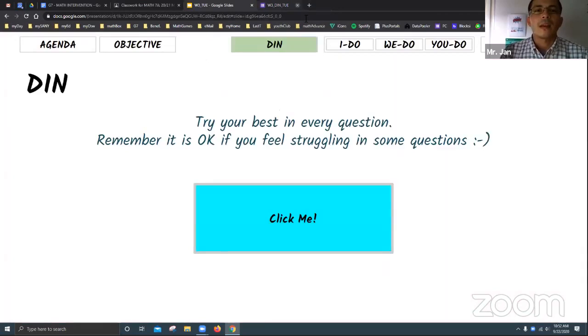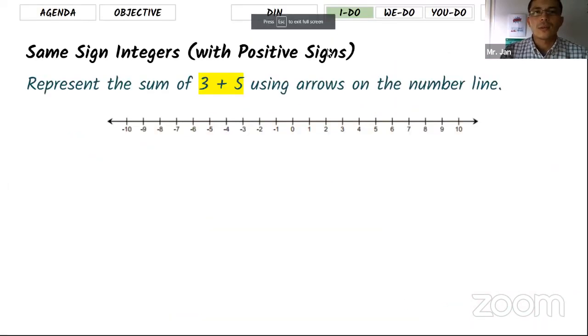Okay. And so today's lesson again, adding same sign integers. The first one is where both numbers are positive. So represent the sum of 3 plus 5 using an arrow on a number line. I'm going to do this one more last time. The first number is 3, the second number is 5, and both of them are positive, that's why we call it same sign.